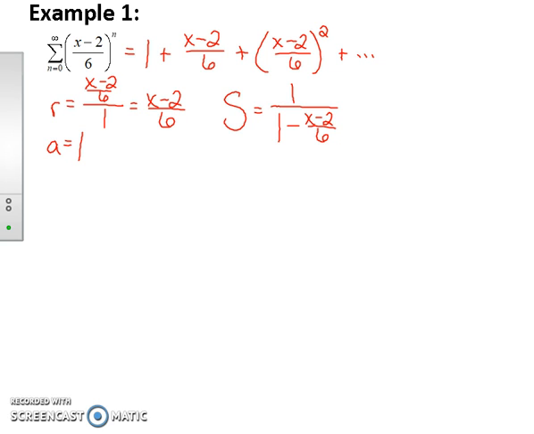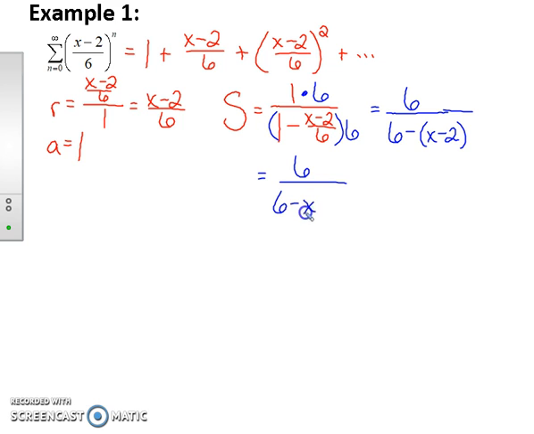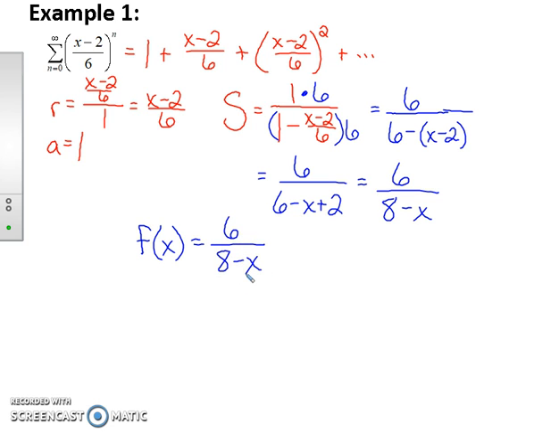So to do that, I would get rid of the fraction in the denominator by multiplying everything by 6. Well, if I'm going to multiply the denominator by 6, I need to multiply the numerator by it also. So when you do that, you get 6 over 6 minus x minus 2. So then that becomes 6 over 6 minus x plus 2, or 6 over 8 minus x. So the function notation for our power series is 6 over 8 minus x.